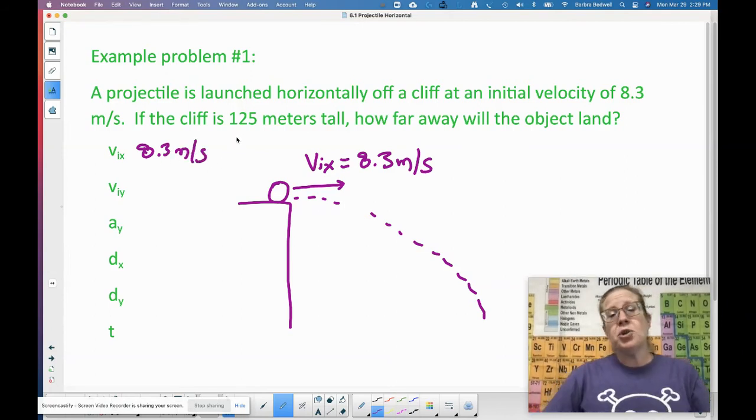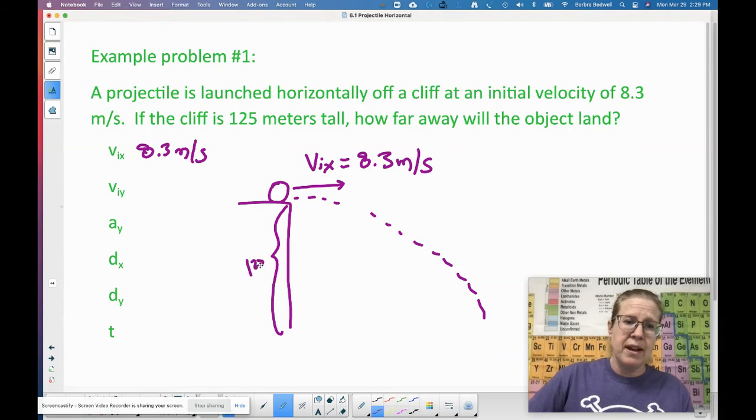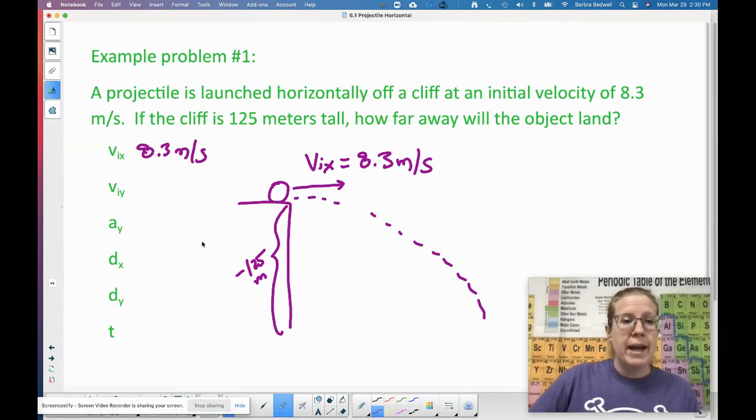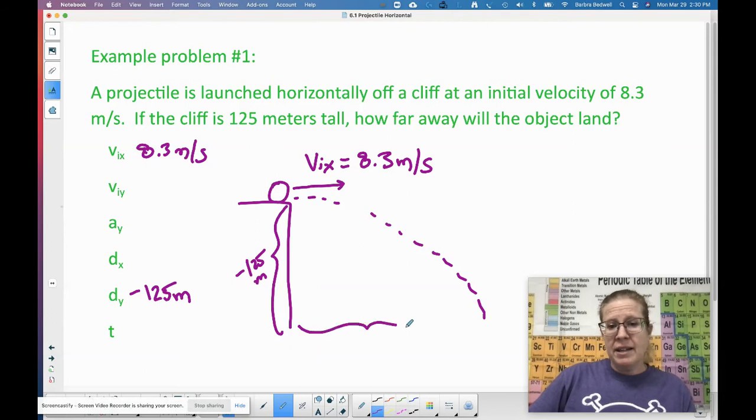If the cliff is 125 meters tall, well, that's this height right here. From here to here is 125 meters. So it's falling 125 meters, and our displacement downwards is going to be negative 125 in the y direction. So dy here is negative 125 meters. We're trying to find dx. That's our question mark, because again, how far away will the object land? It's asking for the range.